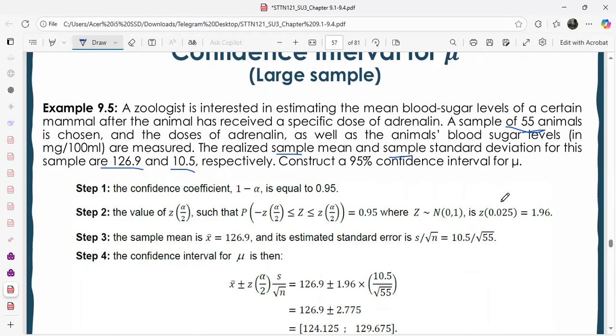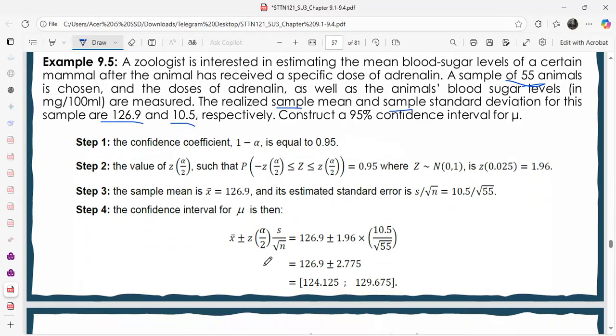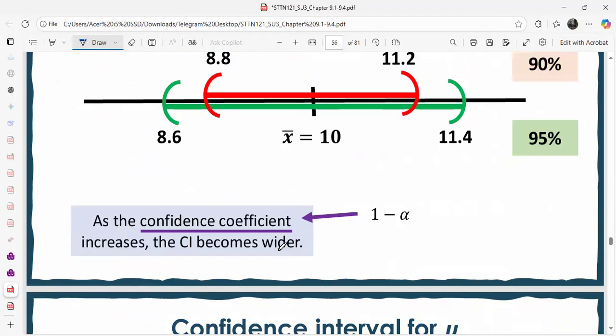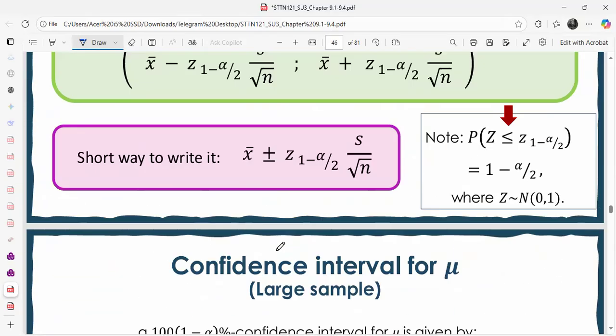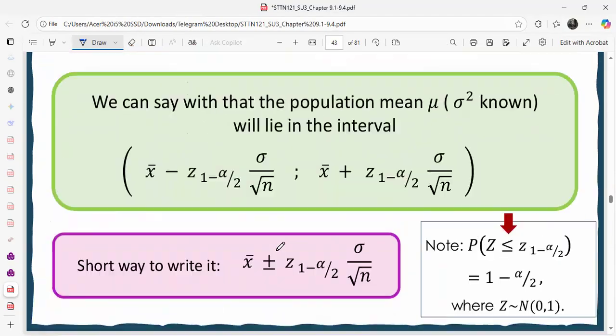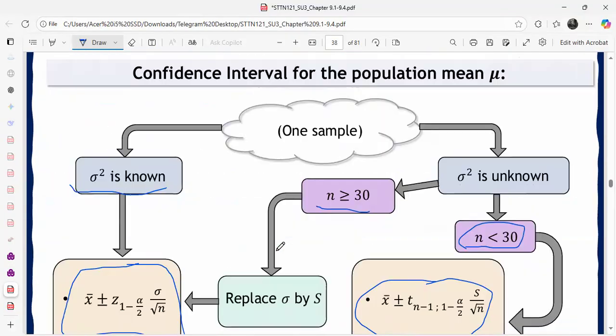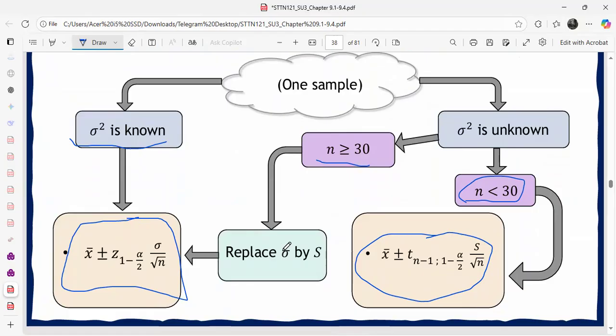Construct a 95% confidence interval. Now, if you check on this one, the sample standard deviation is known. Remember the conditions. Let me go up there. Look at this. If n is greater or equal to 30 and the population standard deviation is unknown, it means that you're going to replace this by this. Therefore, you're going to use this formula, because n is greater or equal to 30.